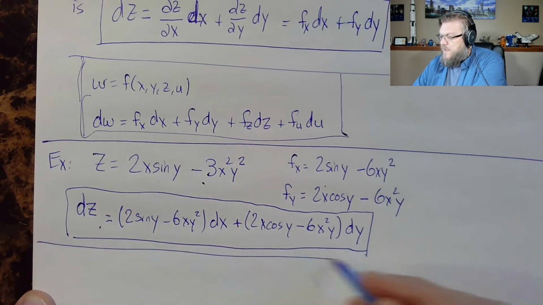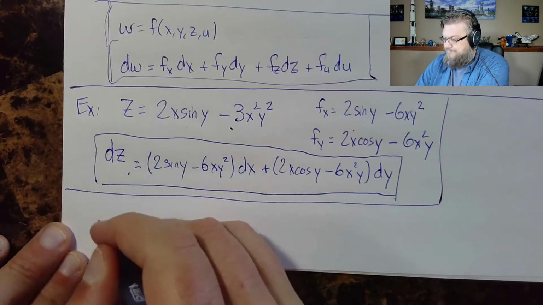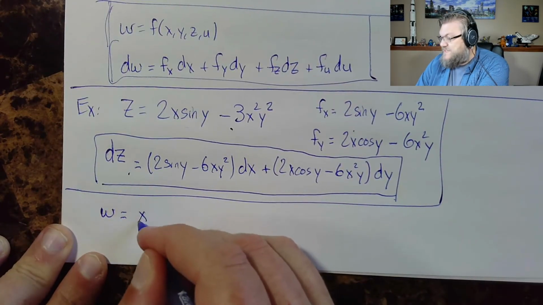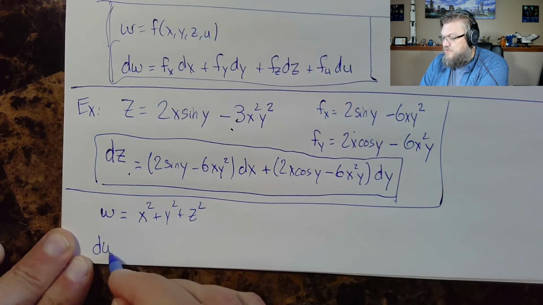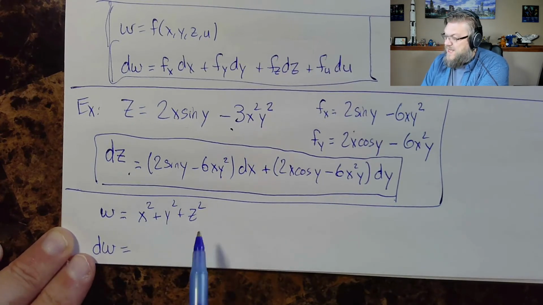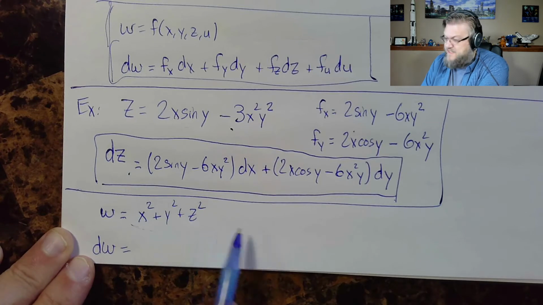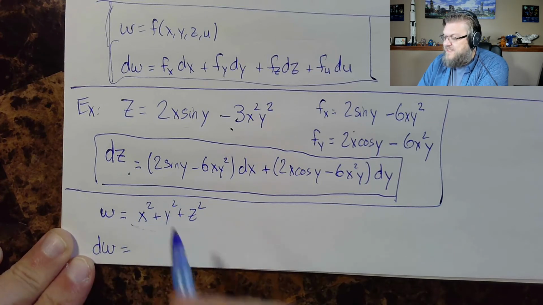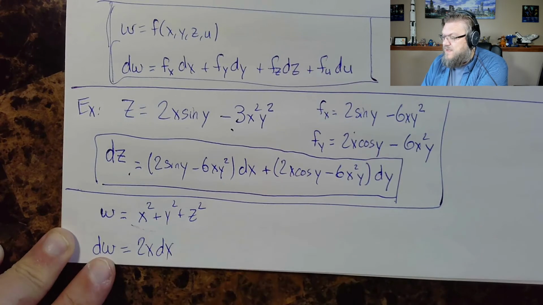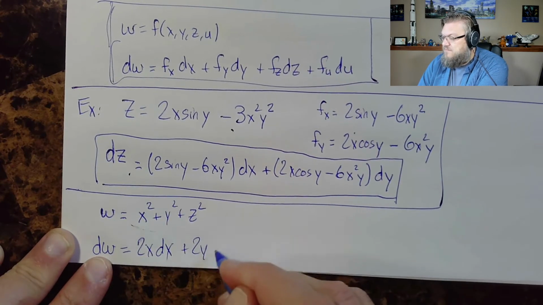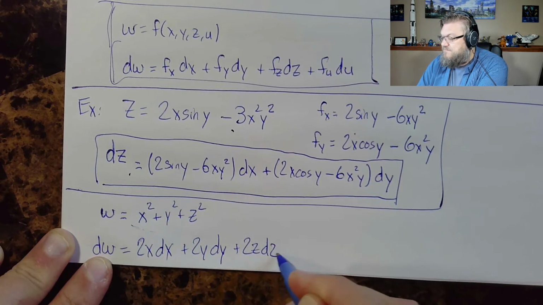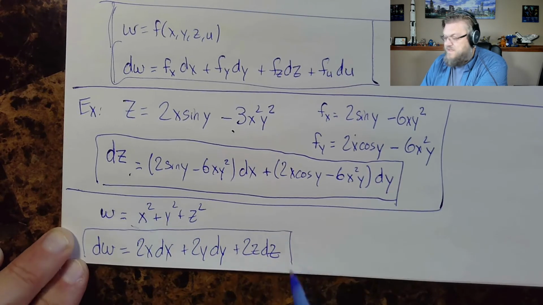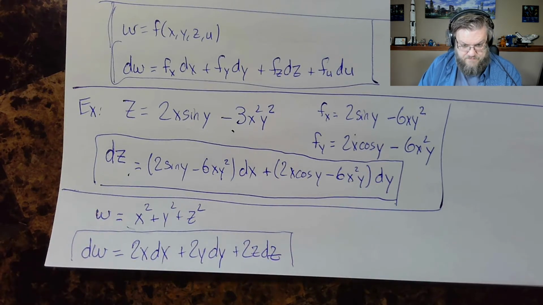Okay. One more quick example. What if w equals x squared plus y squared plus z squared? We can calculate the total differential of w by taking the partial with respect to x. Now this one's easy enough. I'm just going to do it in one shot here. Partial with respect to x is 2x dx. Partial with respect to y is 2y times dy. Partial with respect to z is 2z dz. And so there's the total differential of that function. Okay?